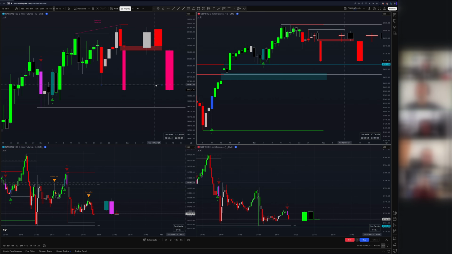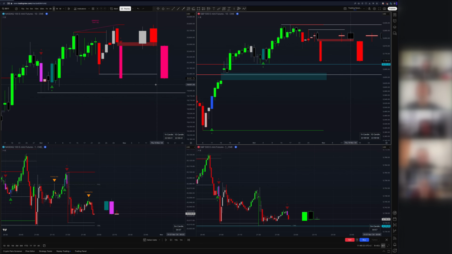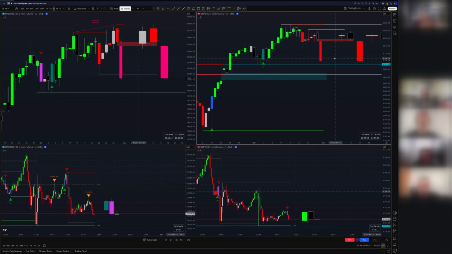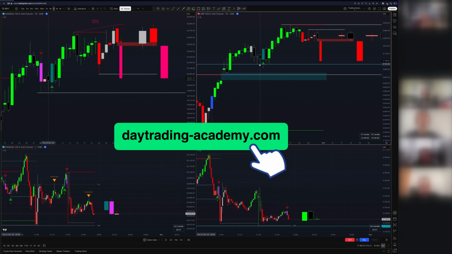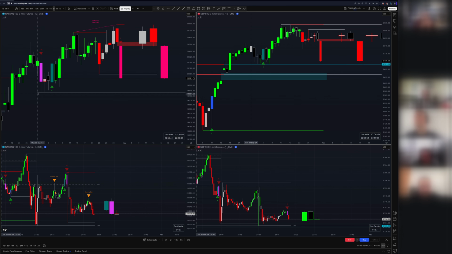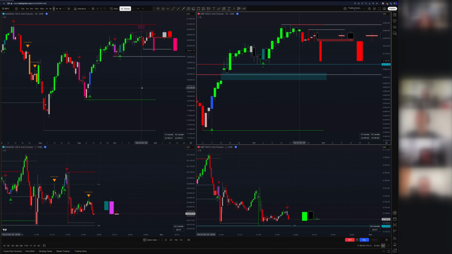What is your daily bias for the next day? Can only be bearish. Probably go down some more. Maybe sweep the lows of the R candle on the Nasdaq. Here, you mean this one? Yeah. Yes. This looks juicy.